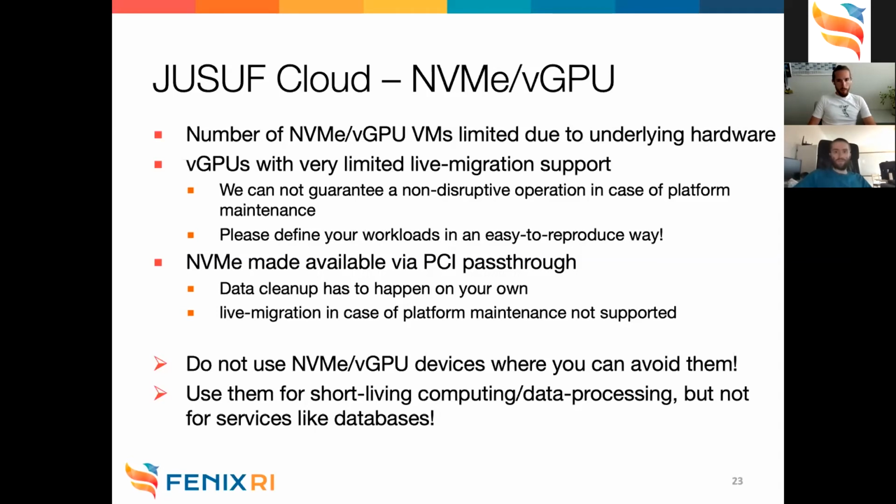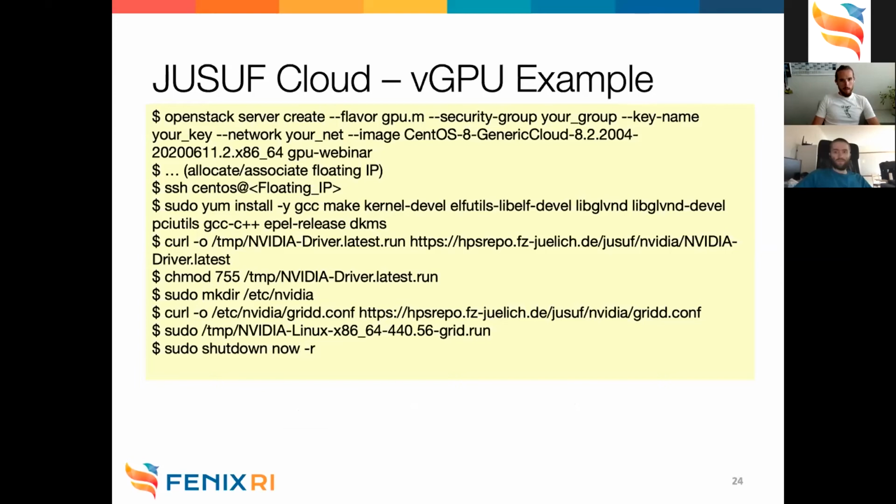And we can only give you the recommendation, please try to make your workloads easily redeployable and don't use those specific hardware types if you really plan to be available 24/7. Because when we do maintenance on the underlying cloud infrastructure, we usually try to move your VMs around so that they don't go down while we are doing maintenance. But in case of vGPUs and NVMEs, this is simply not possible due to hardware limitations and partially also software limitations.